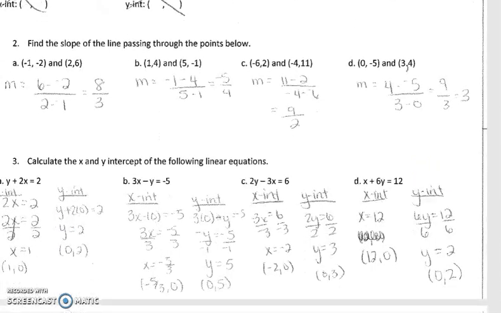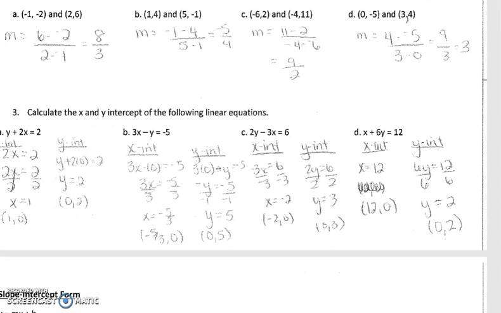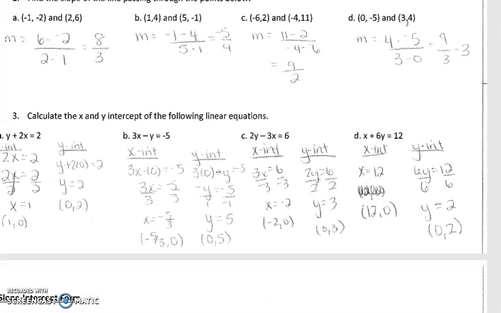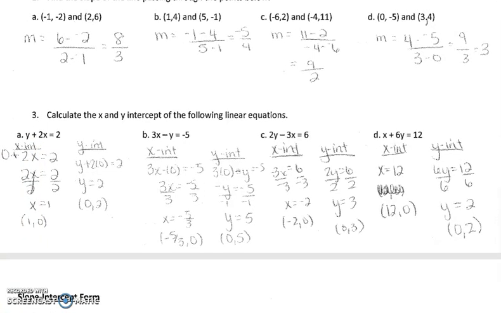Number 3. Calculate the x and y intercepts of the following linear equations. To find your x-intercept, you let y equal 0. To find your y-intercept, you let x equal 0. So first one over here, it's a little bit hard to see. First one over there, you're being asked to find your x-intercept. There we go. You're going to find your x-intercept.